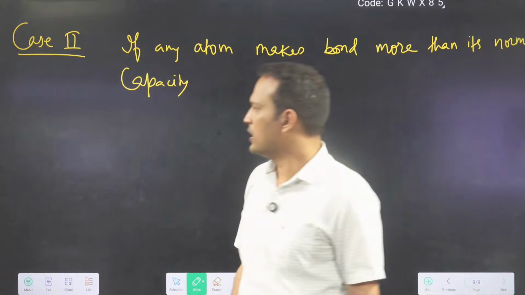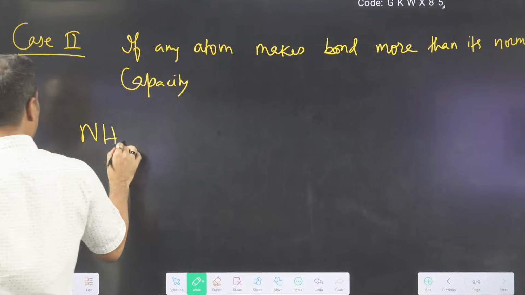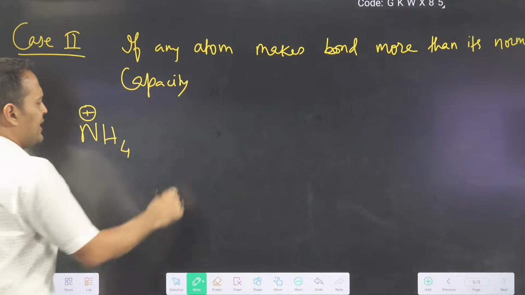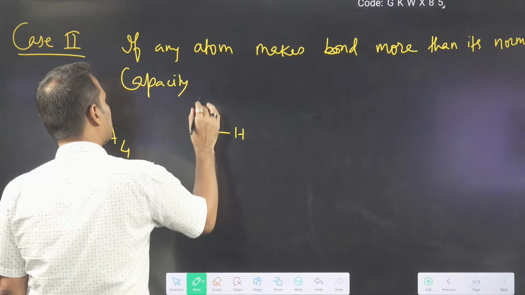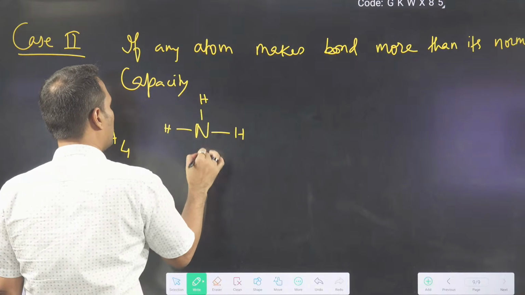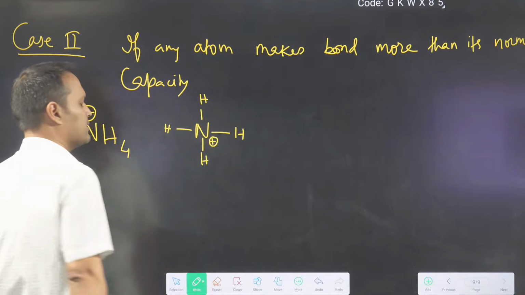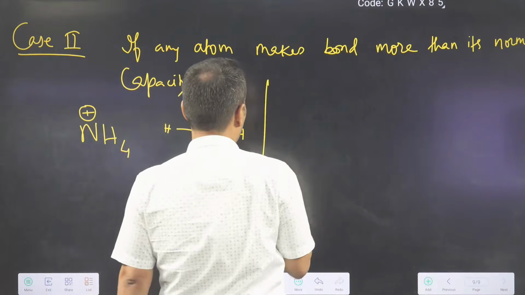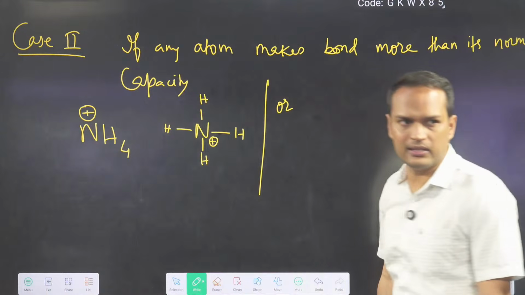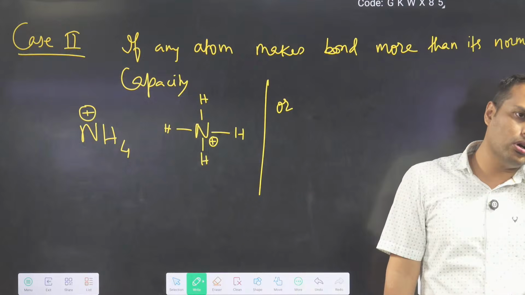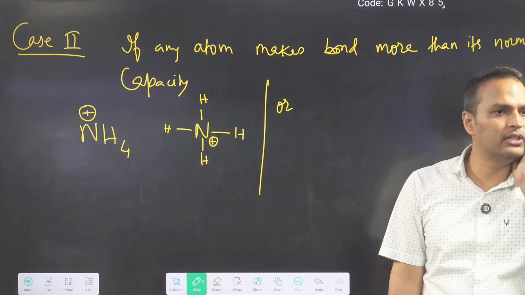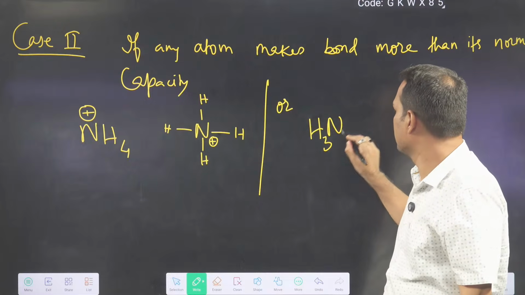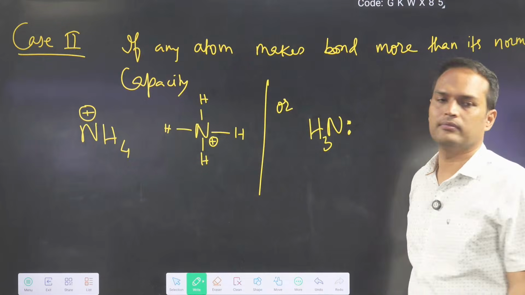How can you say? Have you seen the ammonium diagram? You will say, yes sir, we have made the ammonium diagram like this. The Lewis dot structure of the ammonium ion we have made like this, correct? You can also imagine, you can also think like this. Ammonia is there, having a lone pair.